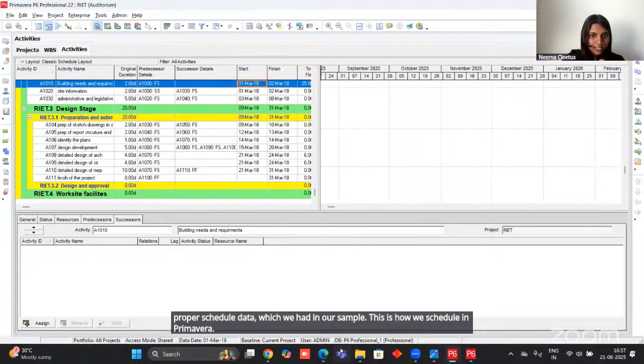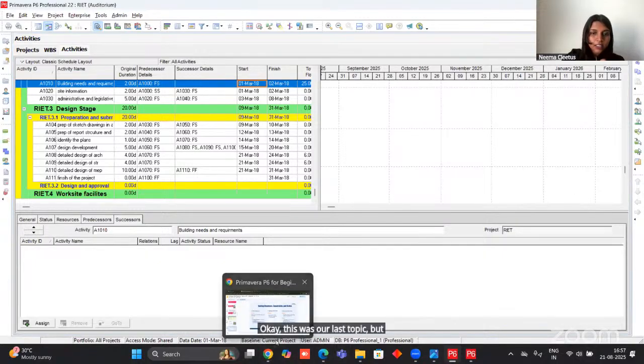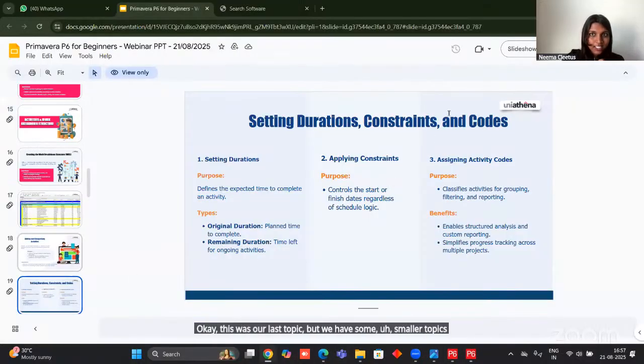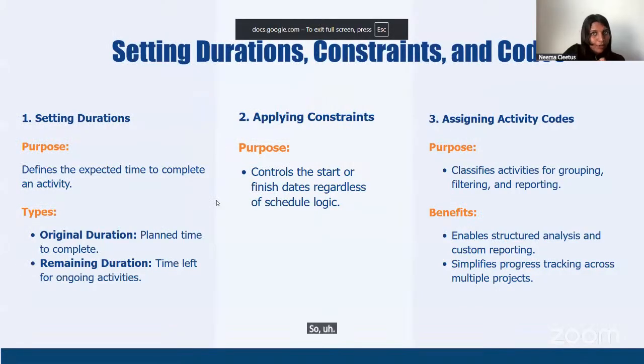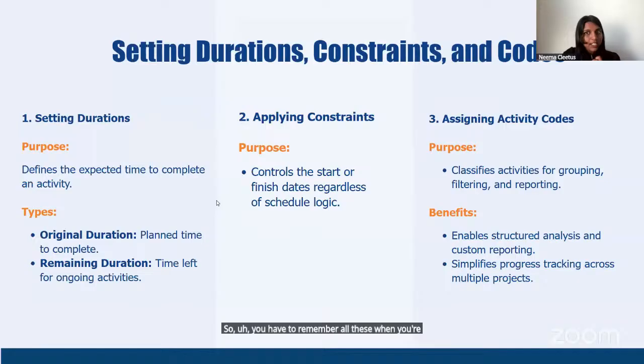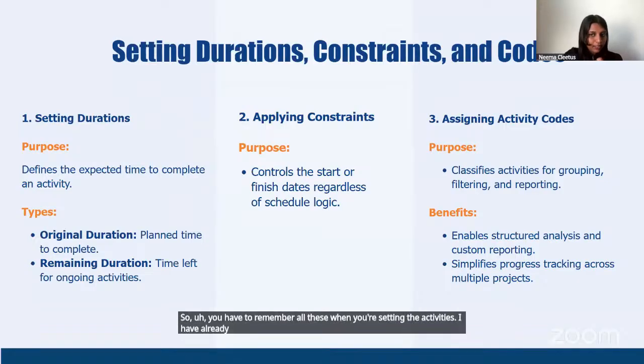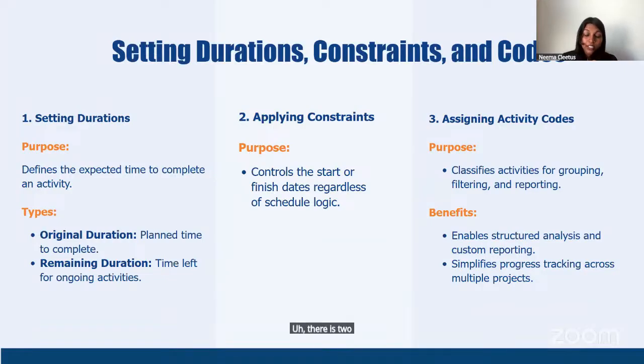Okay, this was our last topic, but we have some smaller topics inside. So let's just check through the slide. You have to remember all these when you're setting the activities. I have already explained some of them, like predecessor, successor, but still let's just check what all are other terms in Primavera. Like when you're setting the duration, that is very important, what I did right now. There are two types of duration, original and remaining.